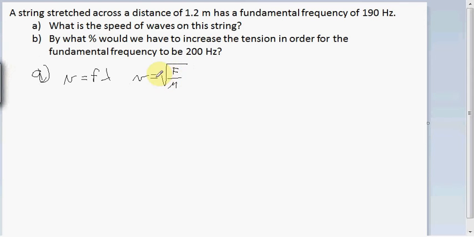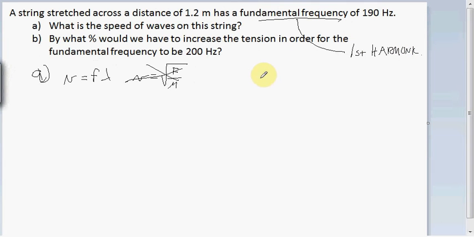This last one is not going to be too much help to us right now because we don't have a lot of information on this. We do have information about things like frequency, and this 1.2 meters, that's the length of the string, that's going to be related to the wavelength. So we're going to do it this way. We'll actually end up using this for part B, but for now we're going to do it this way. Our frequency, and notice this is the fundamental frequency, means the frequency of the first harmonic.